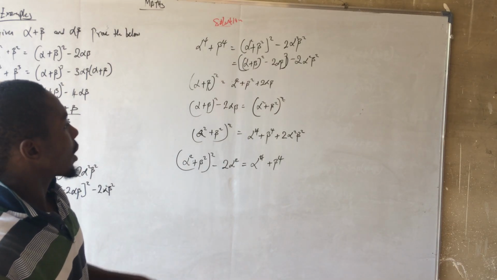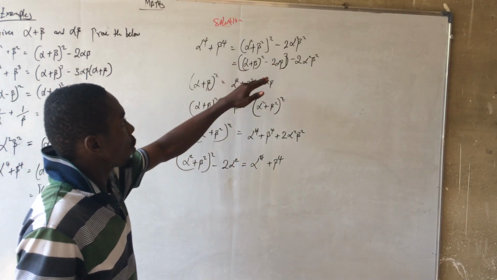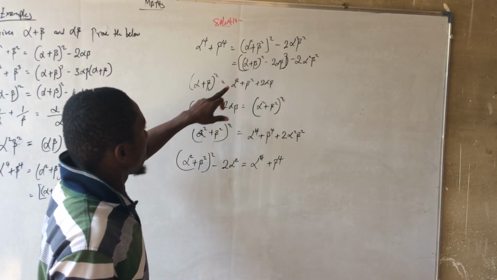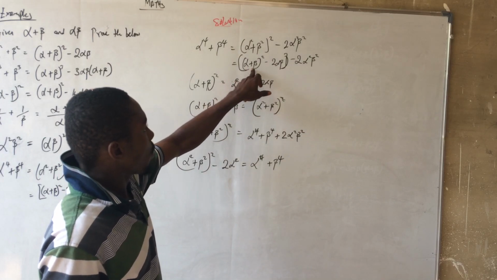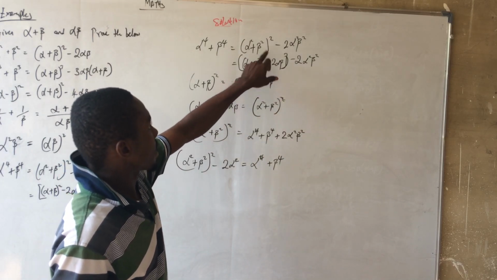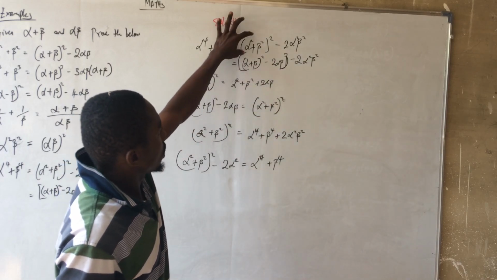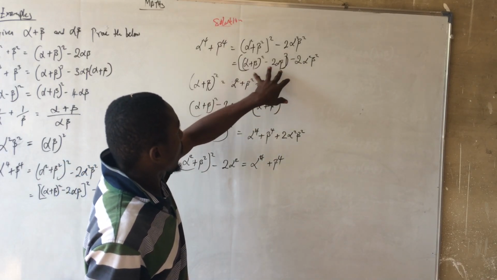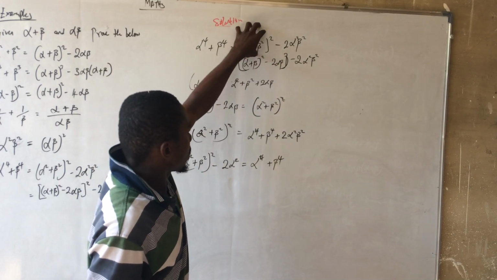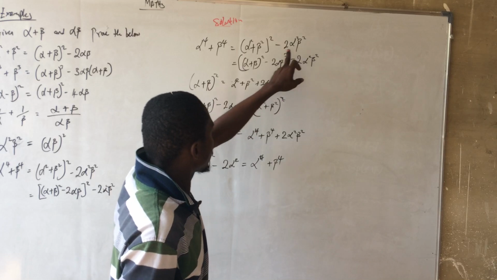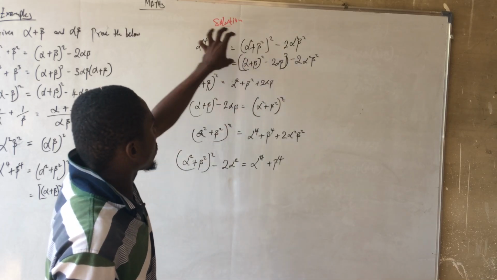I started from the little one I know, and I have shown you that this is equal to this, and this is it in this line. Alpha plus beta squared minus this is equal to this, because this one in this bracket is this. When you expand this, you are going to get all of this. So when you subtract this, you still get this.